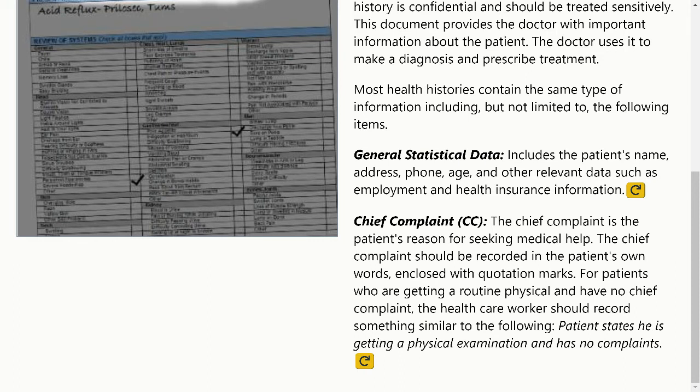Then you have your chief complaint, or CC. That's the reason for seeking medical help. The chief complaint should be recorded in the patient's own words and enclosed with quotation marks. For patients who are getting a routine physical and have no chief complaint, the healthcare worker should record something similar to the following: Patient states that he is getting a physical examination and has no complaints.